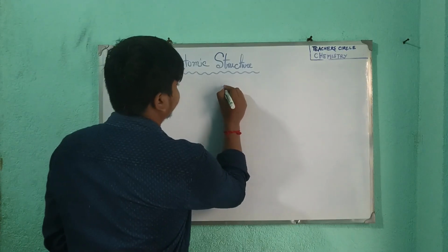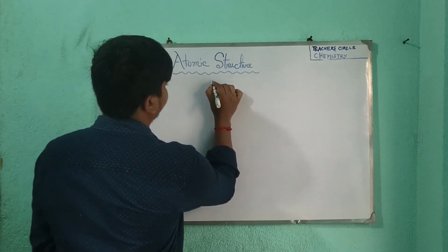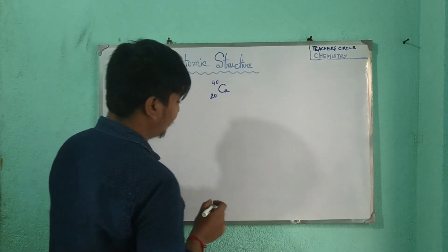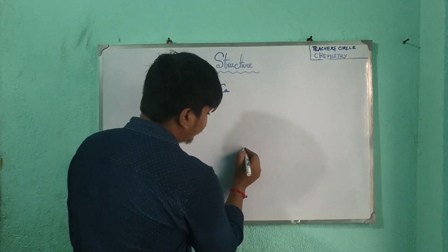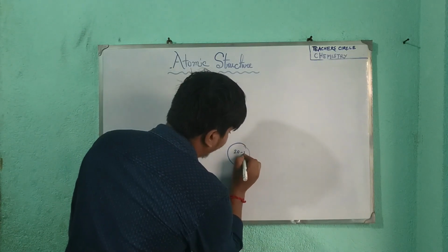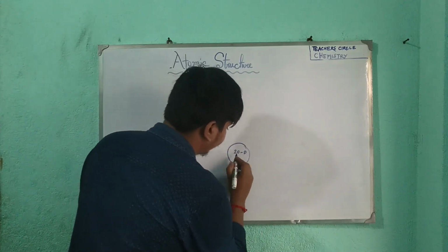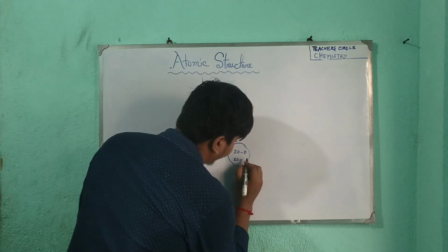So let's take another example, that is calcium. The atomic number of calcium is 20 and the mass number is 40. So for the nucleus of that atom, the number of protons is equal to 20 and the number of neutrons will be equal to 20. And how will I calculate it?